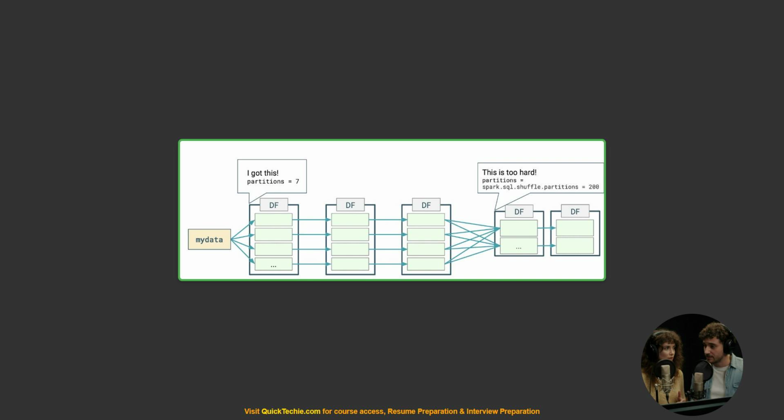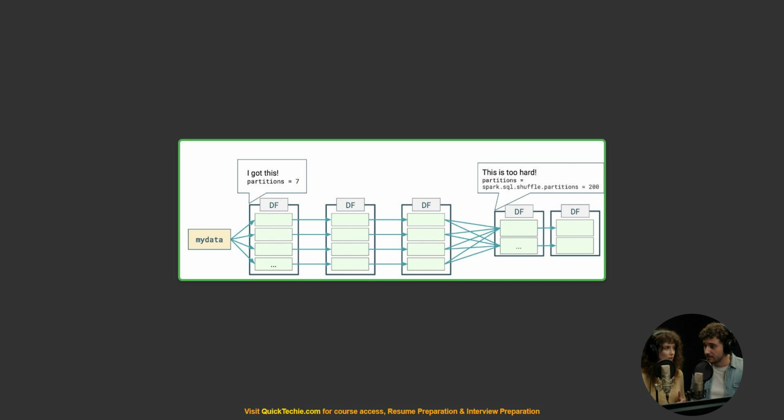Skew. If the data is not evenly distributed among the 200 partitions, you might end up with some partitions having very little data and others having a lot. This is called data skew, and it can lead to some executors being overloaded while others are idle. What's the right number of partitions? There's no one-size-fits-all answer. The optimal number of partitions depends on factors like size of your data, number of executors, amount of memory per executor, complexity of your operations.